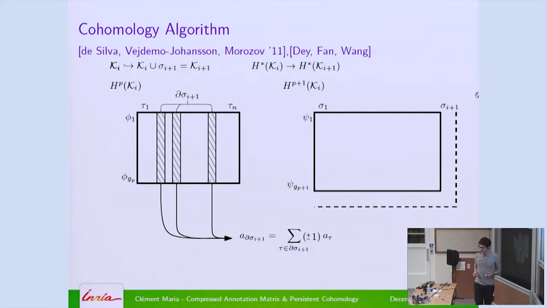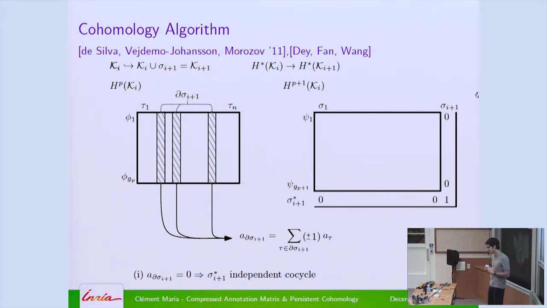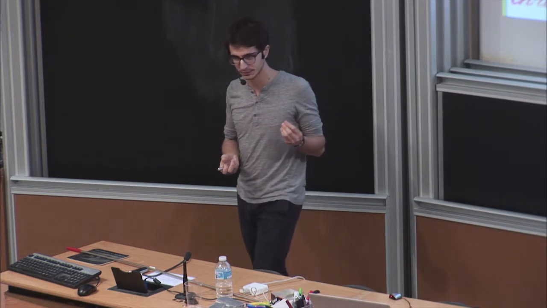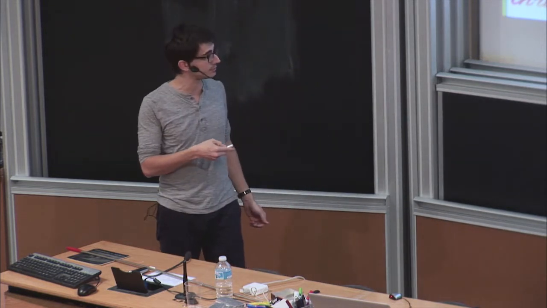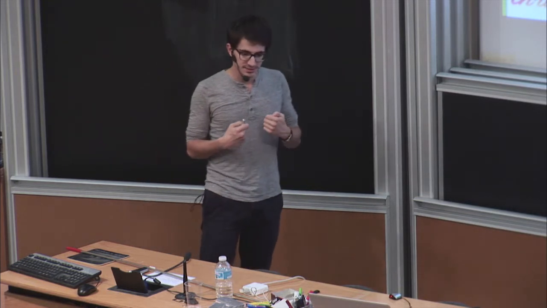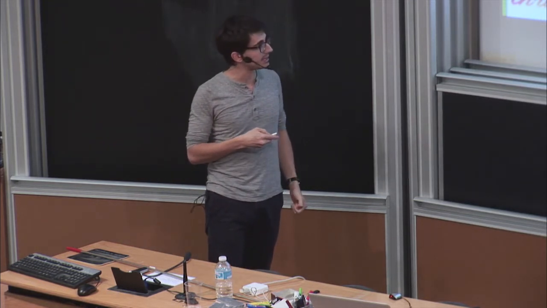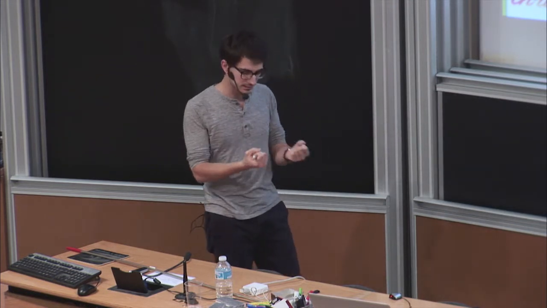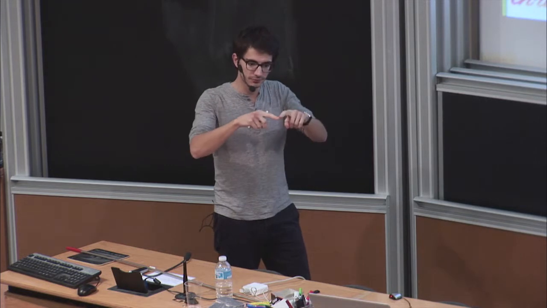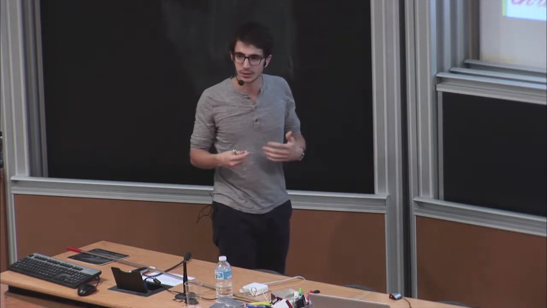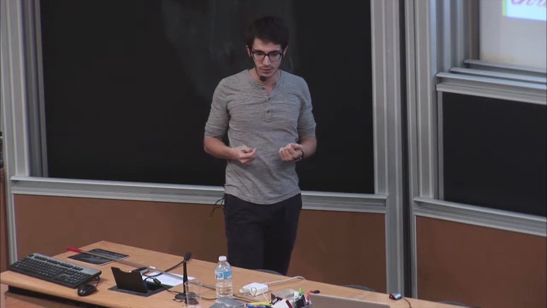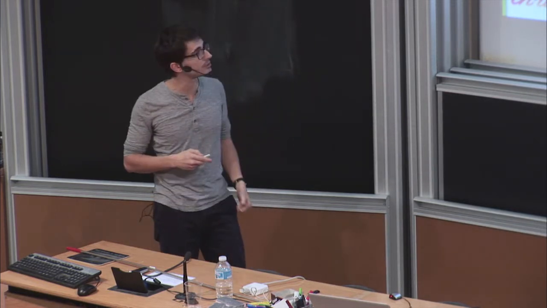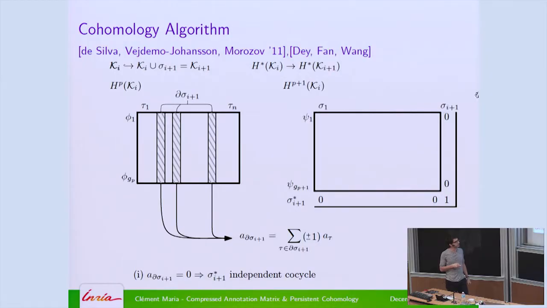And now I have two possibilities. Either my annotation vector, the annotation of the boundary, is equal to 0. And this means that the simplex I'm inserting will create a new feature. It's like putting the last edge of a cycle, then you create a new feature. You are independent from the former cocycles you had in your homology group. And you simply need to put a 1 in the bottom right of your cohomology matrix.